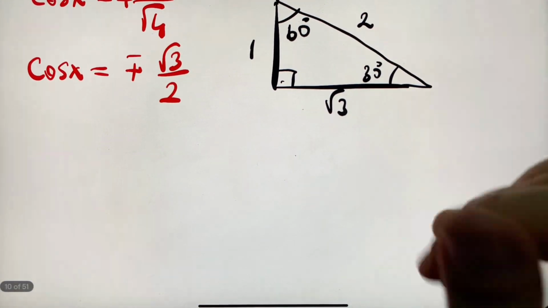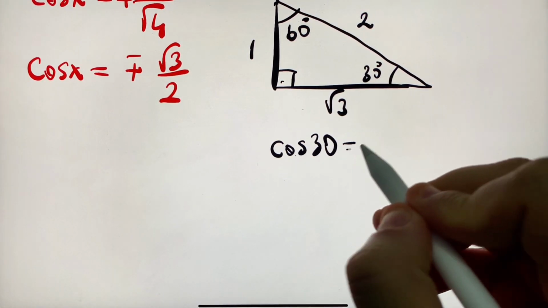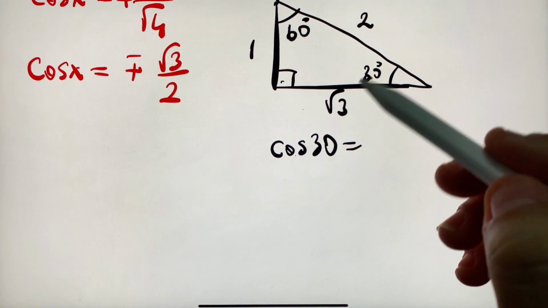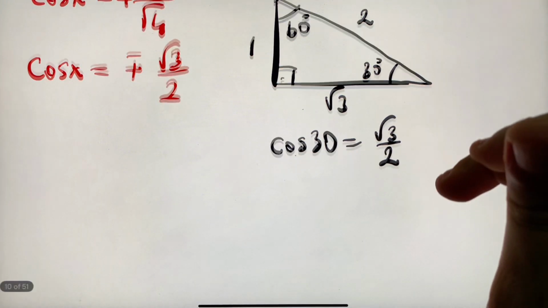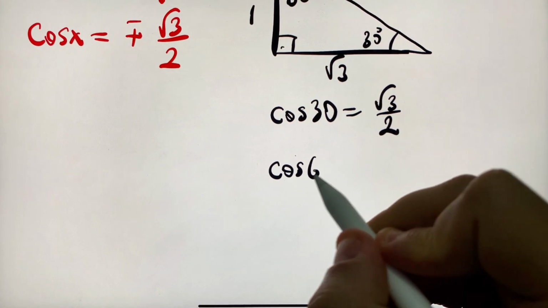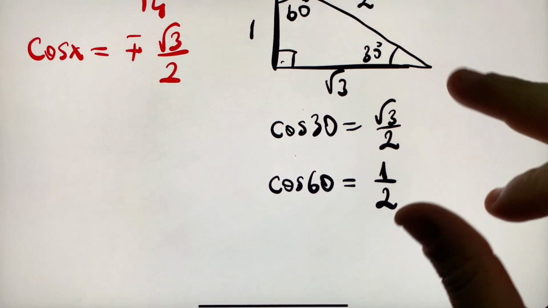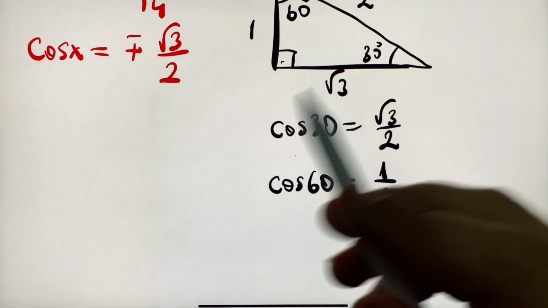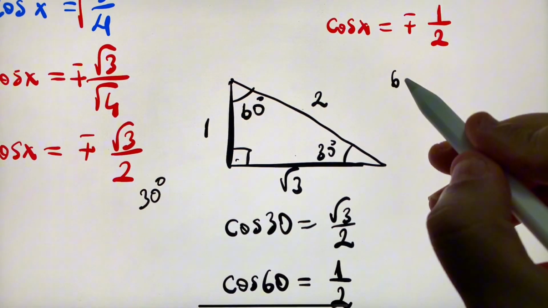If we want to write some values here, for example, what is the value we call cosine 30? Adjacent edge over hypotenuse, so root 3 divided by 2 is the value. What will be the value we call cosine 60? 1 over 2 has arrived. Now it means one of our angles is 30 degrees, and I can say that this one is 60 degrees.